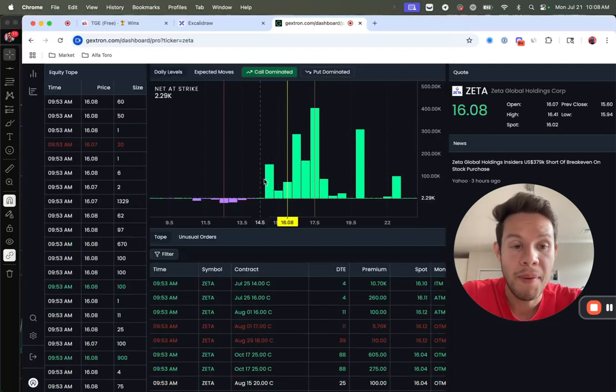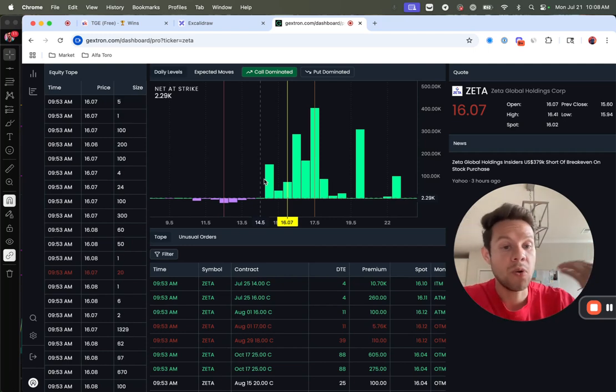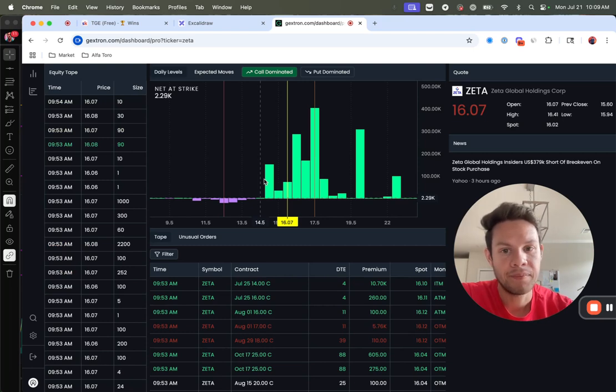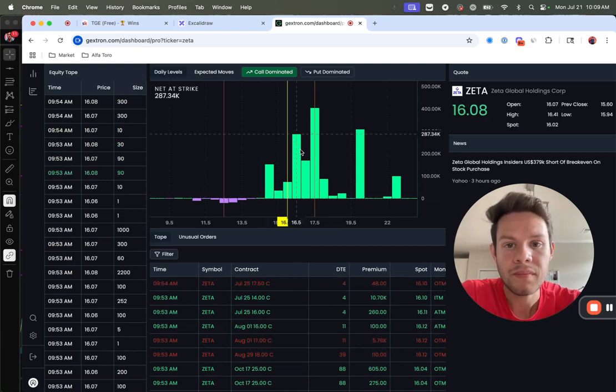Doesn't matter. It depends on the context of where price is coming from. If it's going towards it, it's a level of resistance. If it's going up from below it, it could be a level of support. So this is an area of interest now. This is an area of interest.